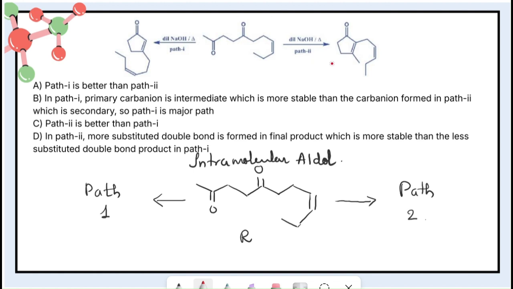There are two possible products. One will take path 1, the other will take path 2. Now we need to choose which is the ideal path here, path 1 or path 2.